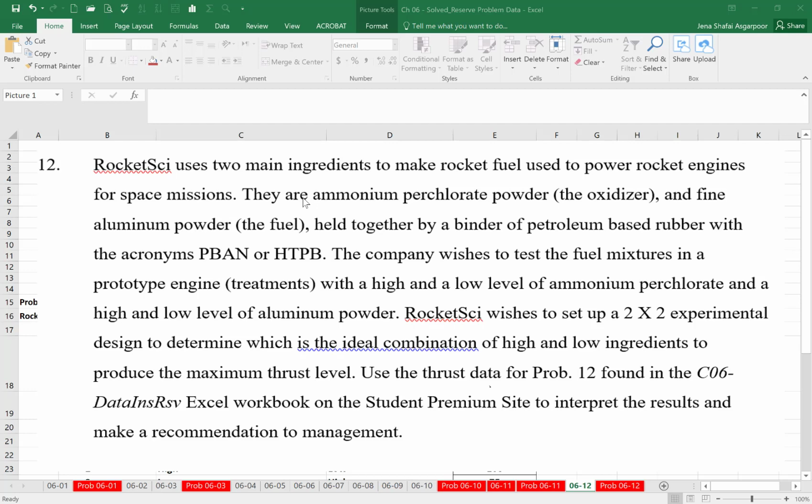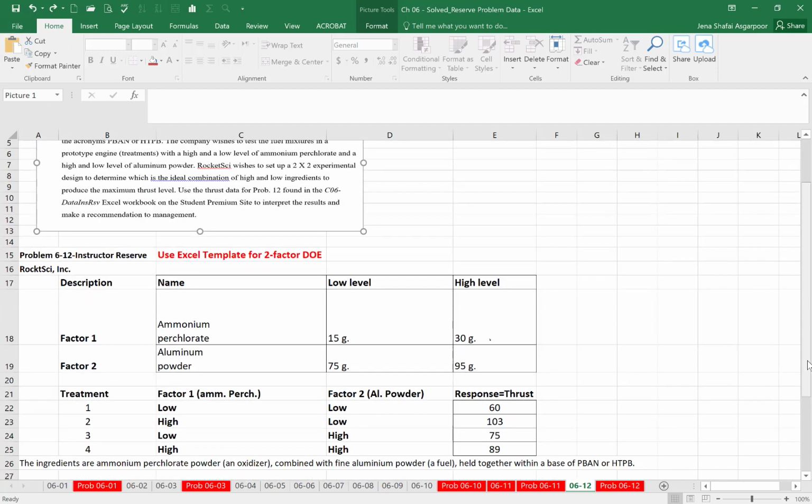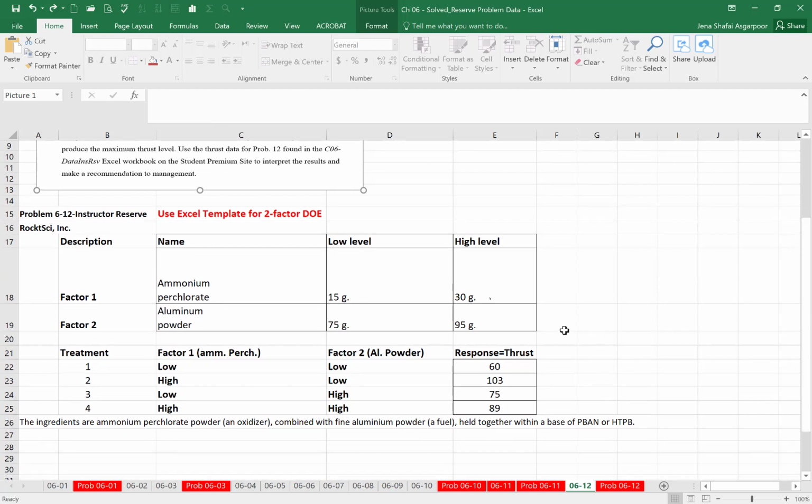of ammonium perchlorate and a high and low level of aluminum powder. Rocket Sci wishes to set up a 2x2 experimental design to determine which is the ideal combination of high and low ingredients to produce the maximum thrust level. So obviously they want the thrust to be as high as possible. So we will look at the data that the author has provided for this problem.